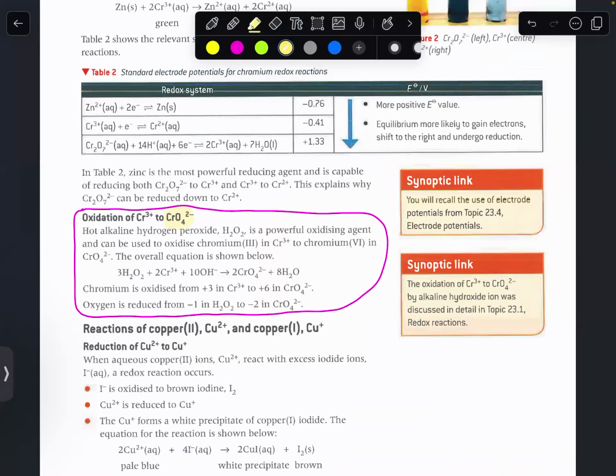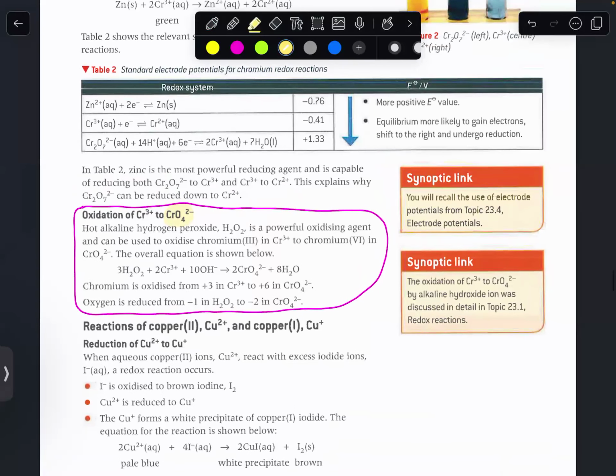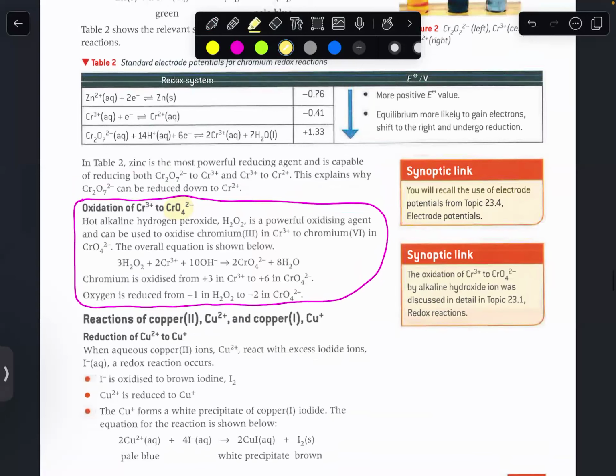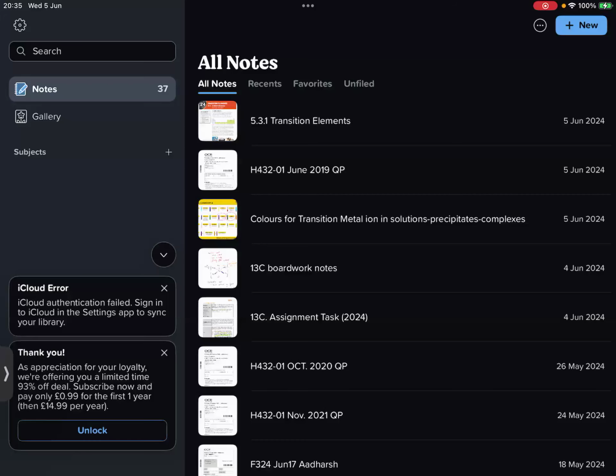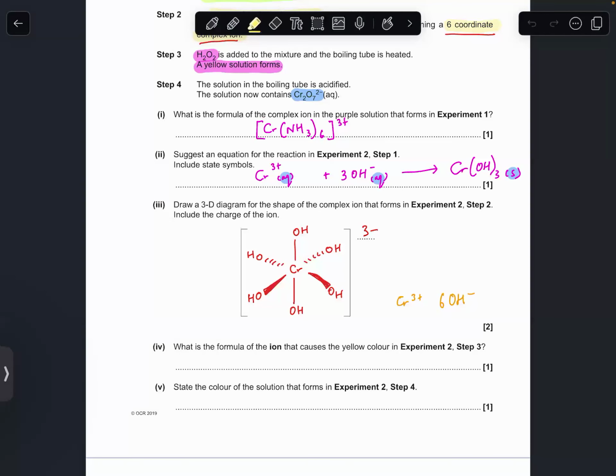Yeah, it hasn't given us the color, but it gives us the conditions. Hot alkaline hydrogen peroxide with Cr3+. And when in doubt, look at the specification and look at the textbook. I've hardly seen this question asked. So let's carry on with the questions.